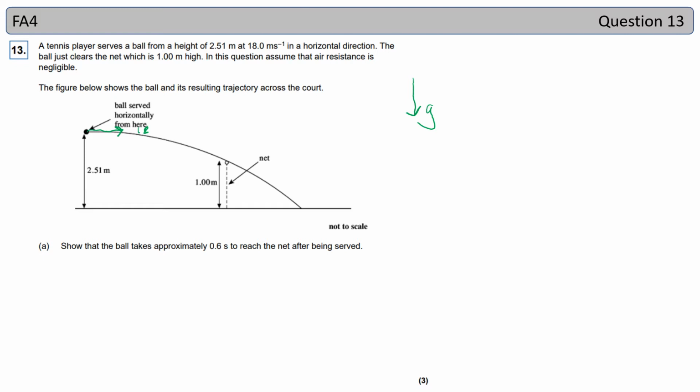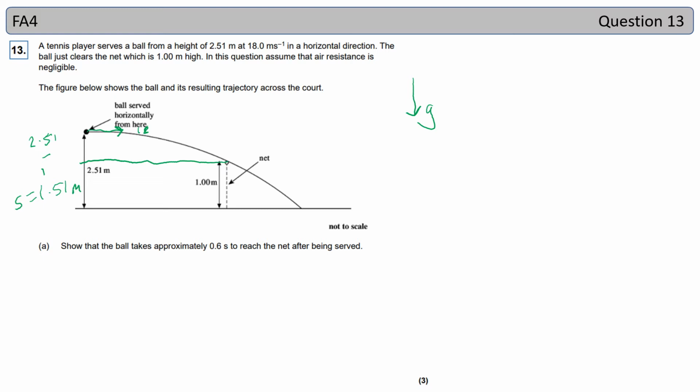The first question is asking you to calculate how long it's going to take to reach the net. So looking at our diagram here, if it's reaching the net, then it is falling a distance of 2.51 minus 1 meter, the height of the net, which is 1.51 meters. So that becomes our vertical distance.